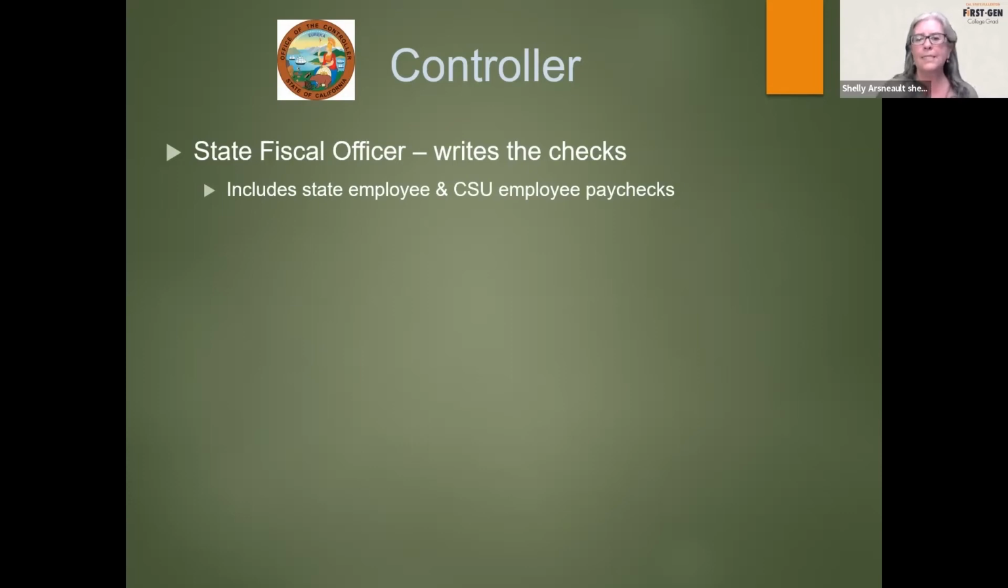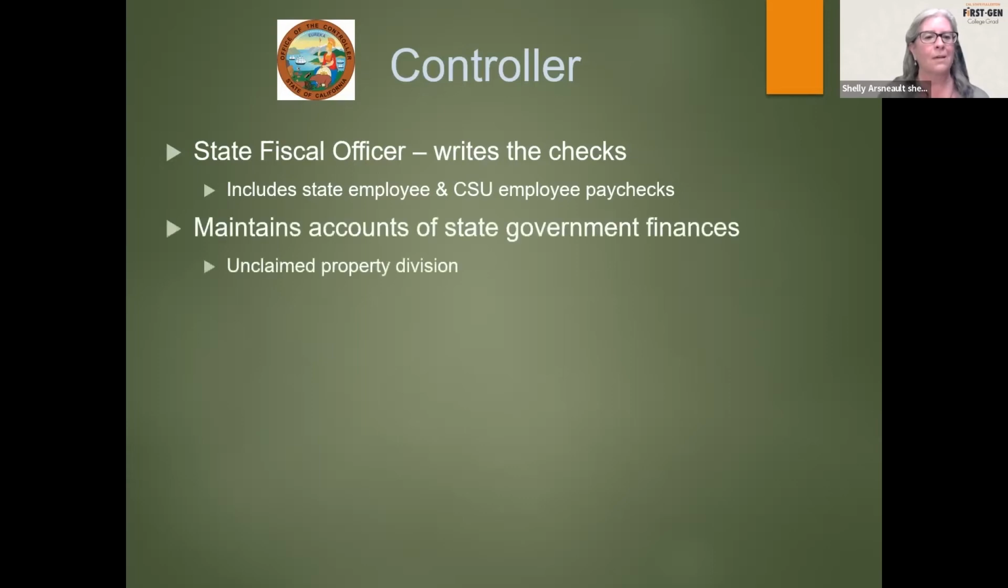This is considered the more powerful of the controller and treasurer. This is the state fiscal officer. It is the person that writes the checks, basically. And so that includes state employee paychecks, including CSU employee paychecks. So I thought some folks here might be interested in that. And then also for vendors and contractors and things like that, right? Just making sure that the folks get paid.